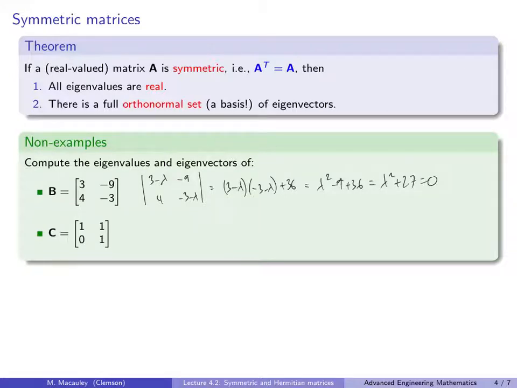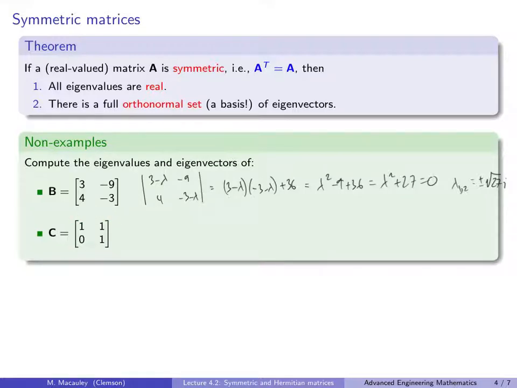So it's pretty clear here that the eigenvalues are not going to be real. So lambda 1, lambda 2 equals plus or minus square root of 27 i. I'm not going to continue with that because I just wanted to show you an example where the eigenvalues are not real.